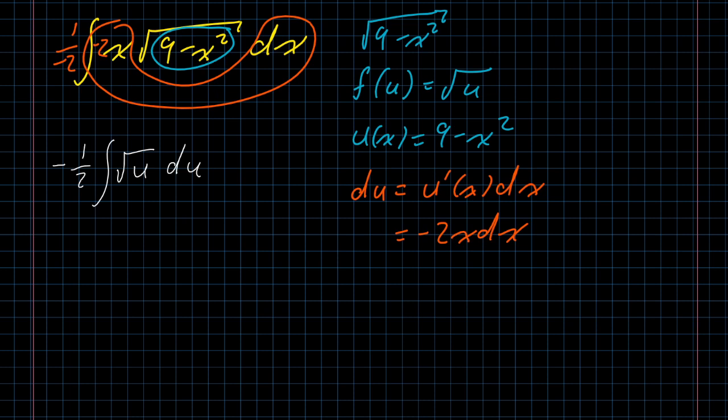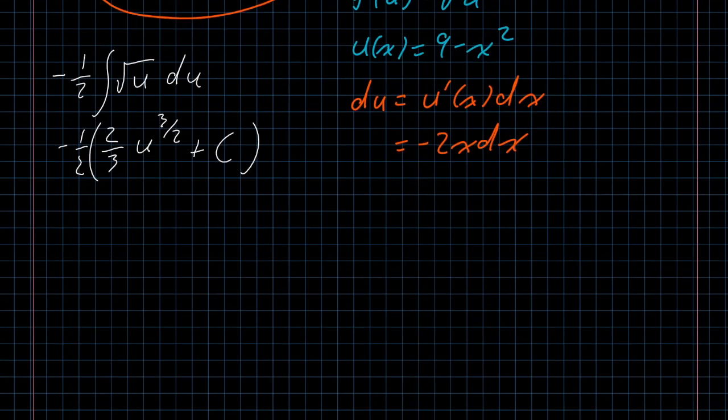The integral of square root of u, right? Use the power rule here. Square root of u is u to the 1/2 power. So then the power rule from there, we're going to end up with 2/3 times u to the 3/2 power plus some arbitrary constant of integration. Distribute the negative 1/2 across, so it'll be negative 1/3 u to the 3/2 power.